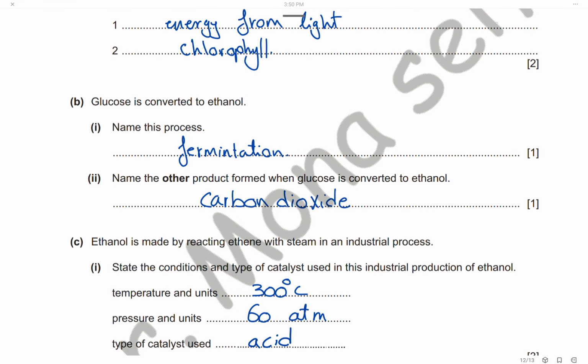Glucose is converted to ethanol. Name this process. The formation of ethanol from glucose is by fermentation, so the process is fermentation. Name the other product formed when glucose is converted to ethanol. The other product is carbon dioxide, which is formed due to the anaerobic respiration of yeast.